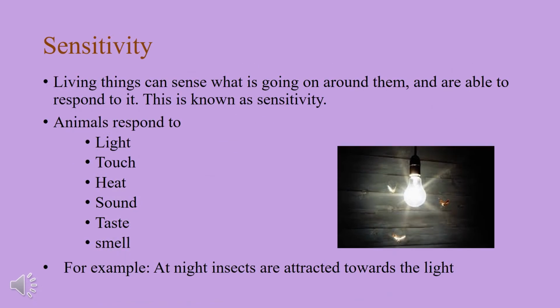Living things respond to conditions around them, and they can sense what is going on around them and are able to respond to it. This is known as sensitivity. Animals respond to light, touch, heat, sound, taste, smell. For example, at night, insects are attracted towards the light. And also, human beings blink when light shines into their eyes.